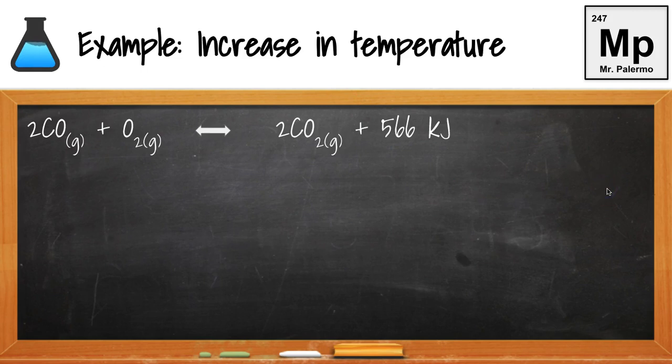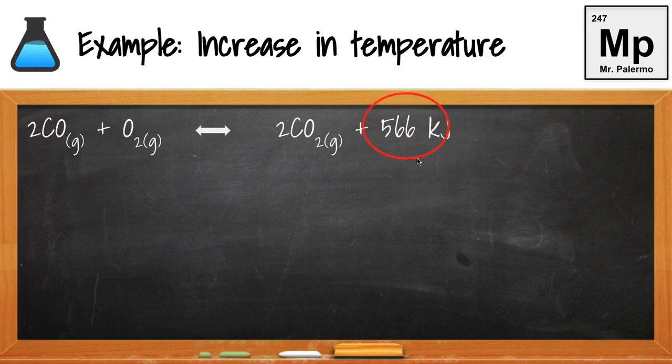So let's look at an example of increasing temperature. If you look at this reaction, we have heat on the right-hand side, and therefore that's exothermic. And so when we increase temperature, just treat this like a substance, and so we're going to increase this side. So we're adding to the product side.